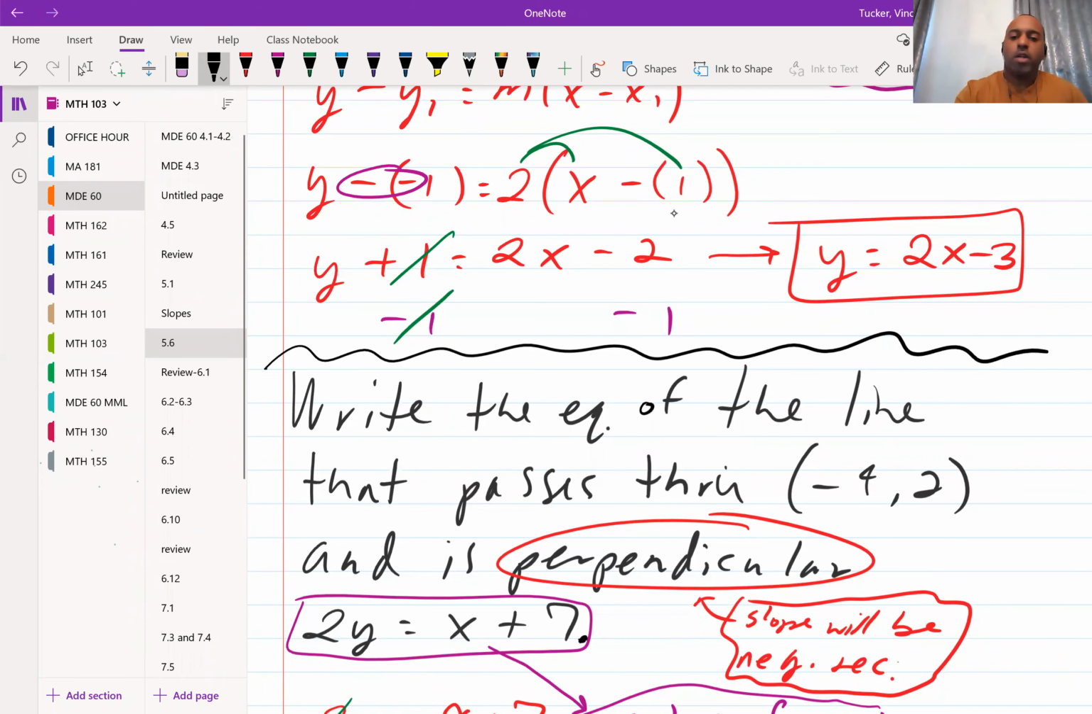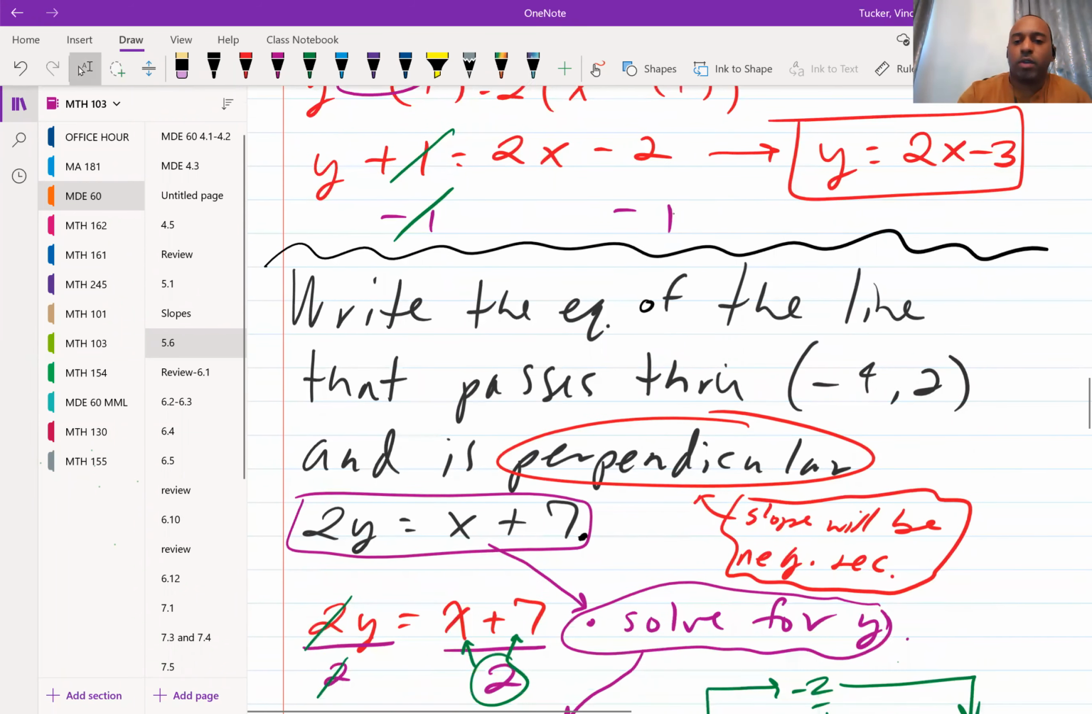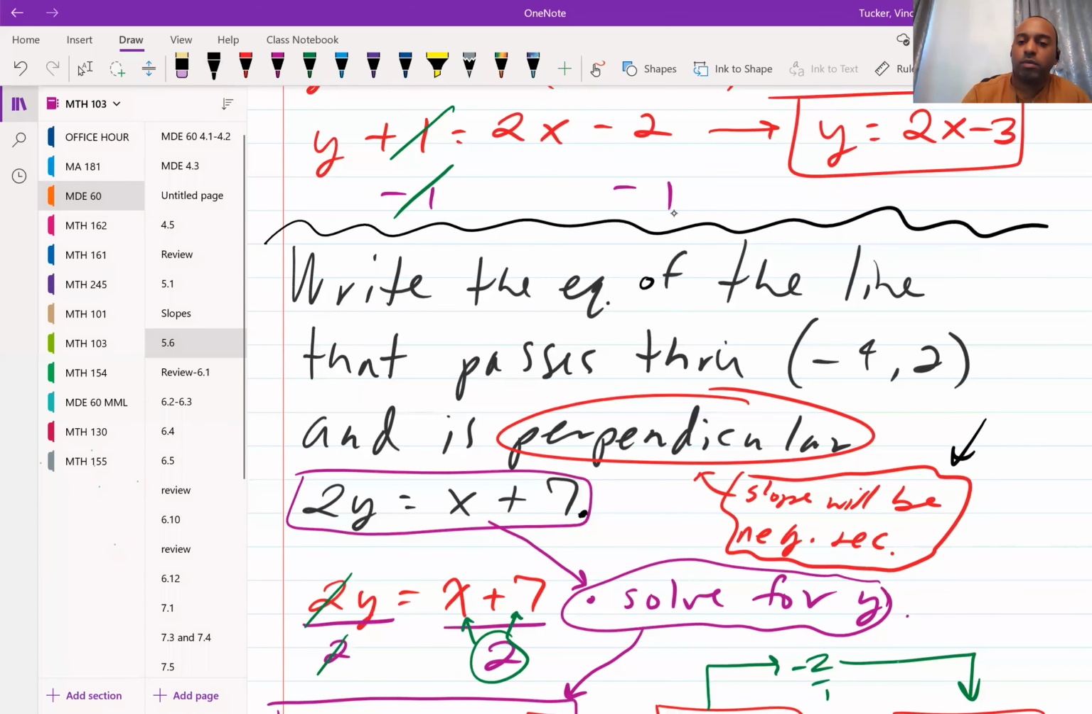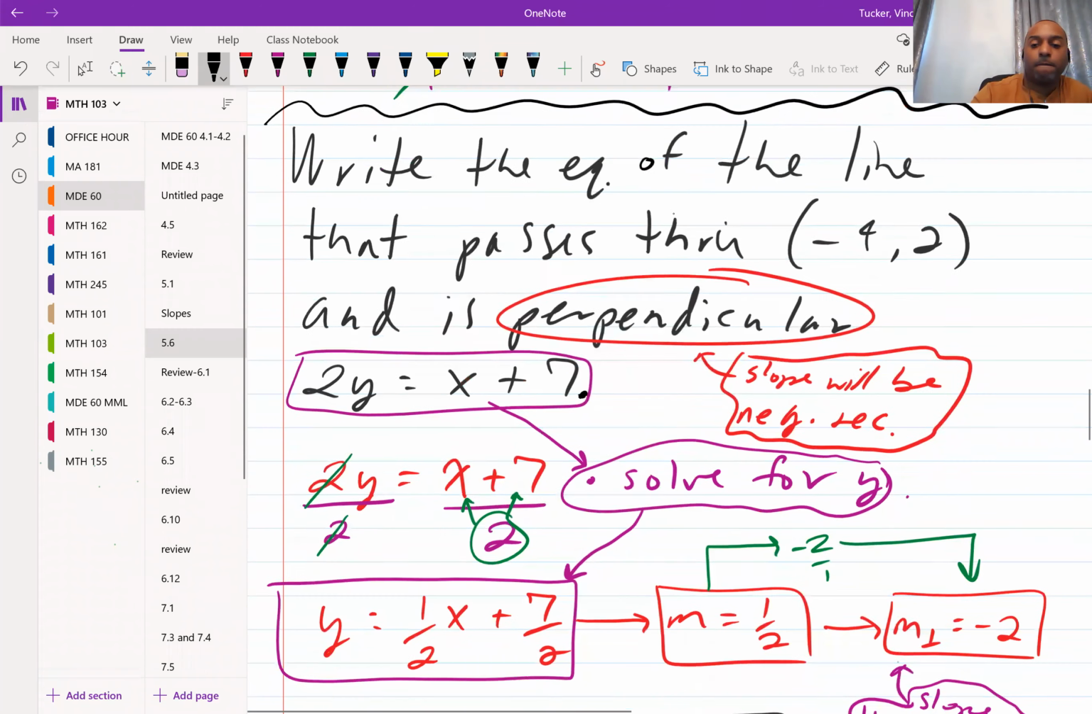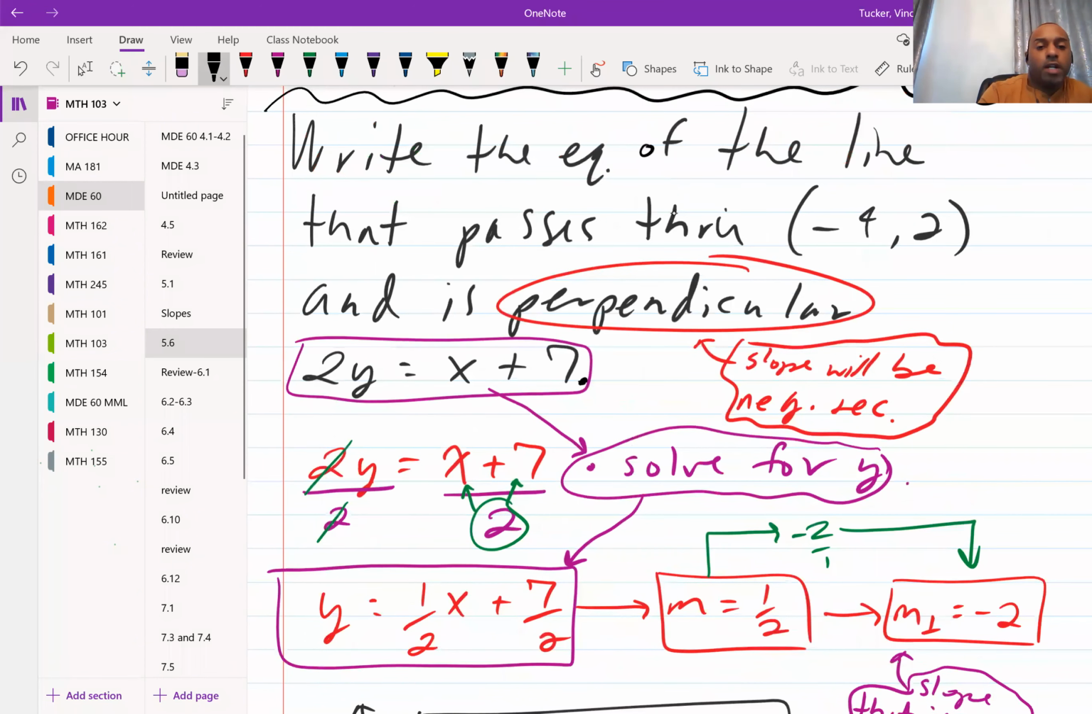All right. So don't forget, if it's perpendicular, that means the slopes will be negative reciprocals. So I need to solve this equation for y in order to figure out what the slope is and then get the negative reciprocal from it. So that's what I did here. Y was not by itself, so I need to divide both sides by 2. That's what I did right here. And that gave me y equals 1/2 x plus 7/2 right here.